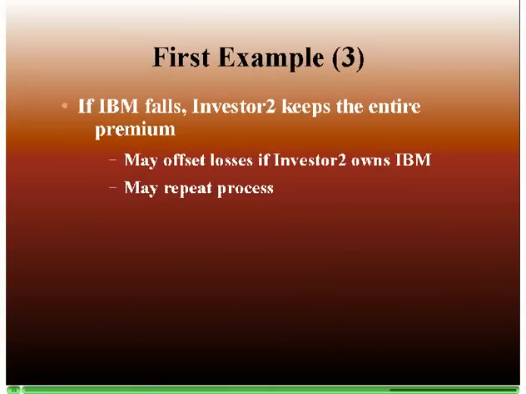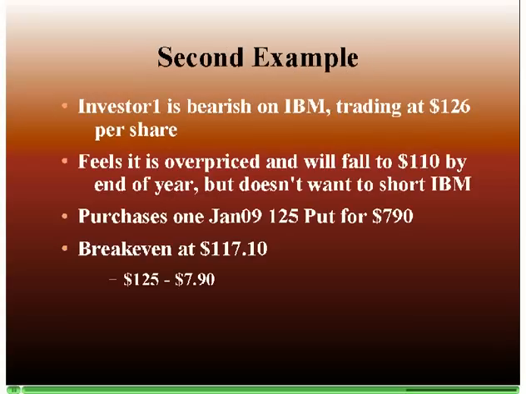Now let's look at what happens if Investor 2 was right. If IBM falls, Investor 2 keeps the entire premium. If Investor 2 actually owns IBM stock, this premium can offset some of the losses. Also, Investor 2 could repeat the process, collecting more premium. Let's look at another example.